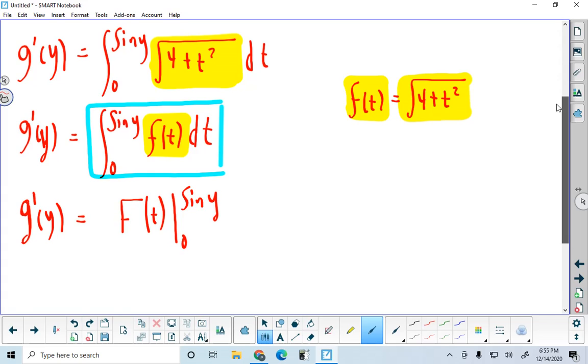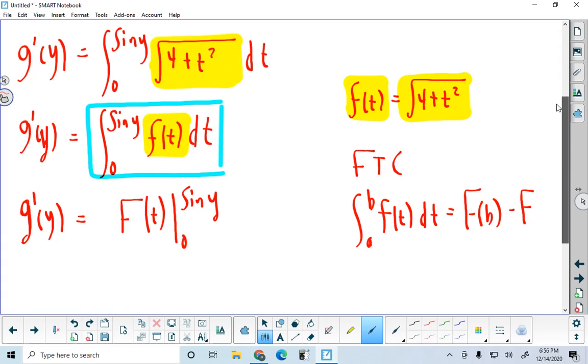That's what the fundamental theorem of calculus says. That's all it says. The fundamental theorem of calculus says that the antiderivative or integral from a to b of a function, I'll use f of t because that's what we're dealing with here, dt, is equal to capital F of b minus capital F of a.